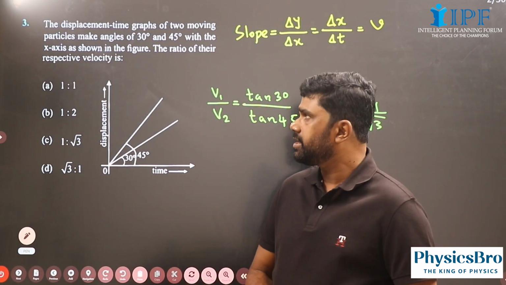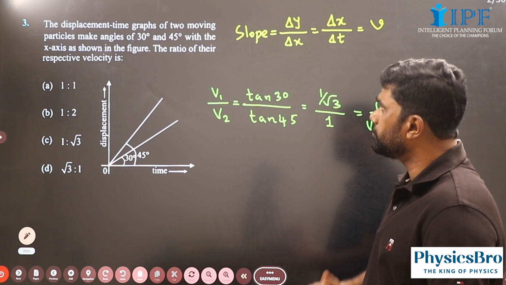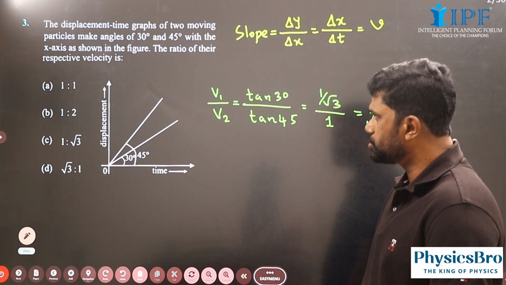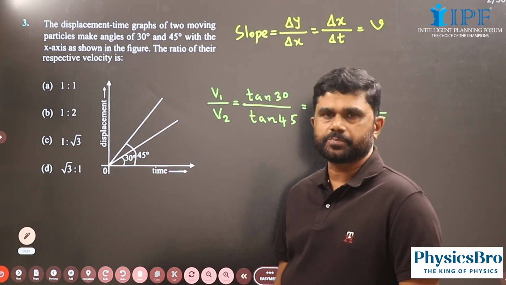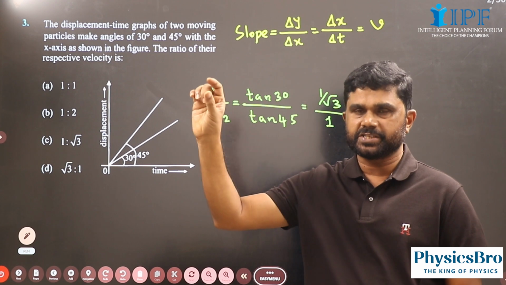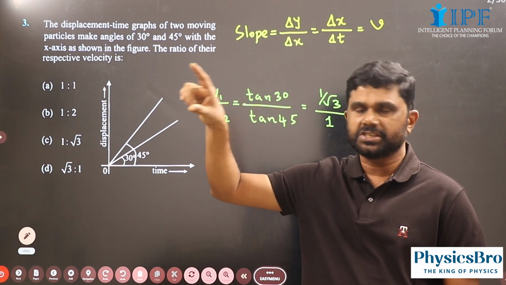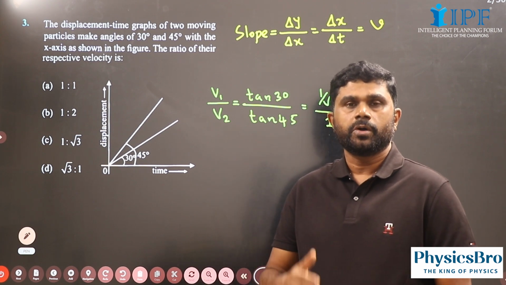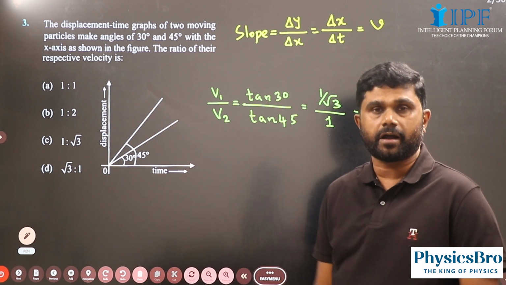Okay. Now children, we have another typical example. The displacement time graph of two moving particles makes 30 and 45 degrees with the x-axis as shown. The ratio of their respective velocities? We have a displacement time graph, and the slope of the displacement time graph means change in y divided by change in x. So change in displacement by change in time, or it is velocity. So slope represents velocity.